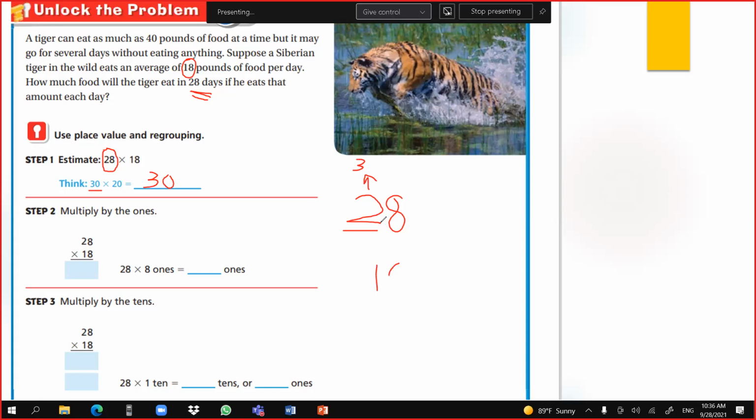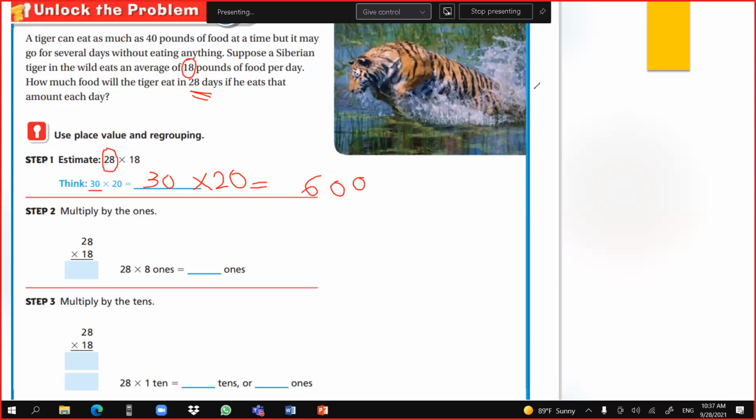And then 18, underline 1. The number after 1 is 8, and 8 is rich, so it can raise my digit. So it will be 20. Then now, 30 times 20. How many zeros do you have? 2 zeros. Write them down. Then 2 times 3, 6. So now my estimation here is 600.